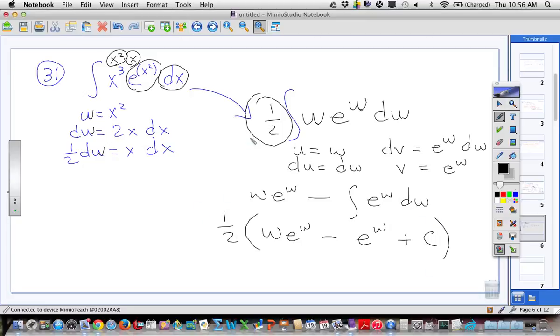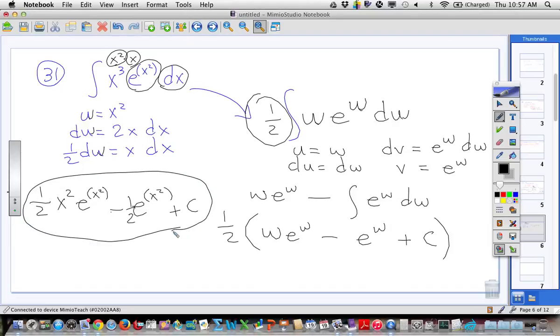Okay? And then I got to take w out and put x squared back in its place. So I've got 1/2 x squared e to the x squared minus e to the x squared. Oh, that's got a 1/2 on it too. And then plus c. C times 1/2 would just be another constant.